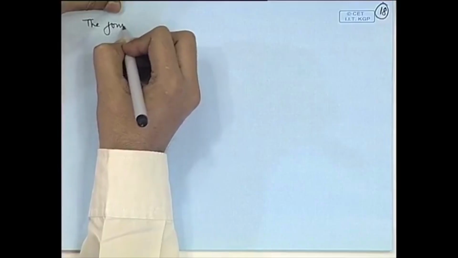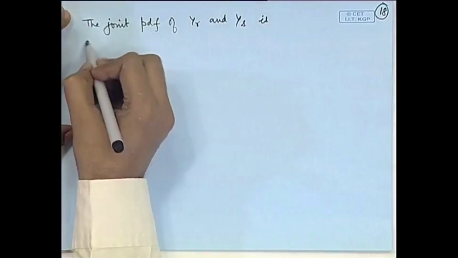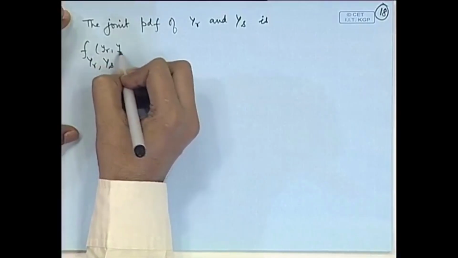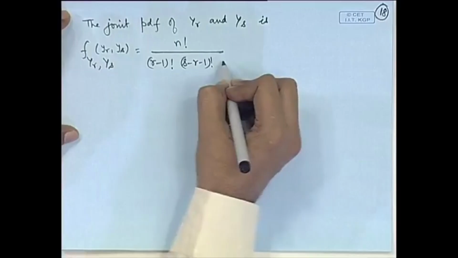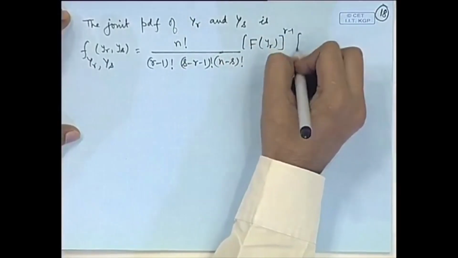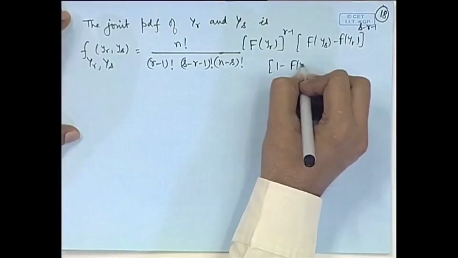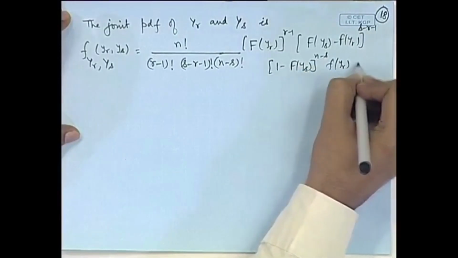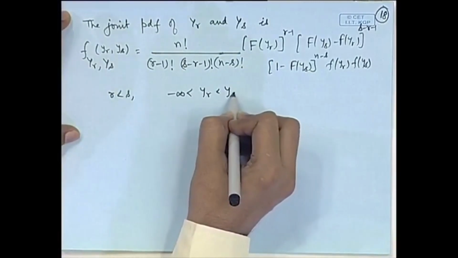Likewise, if we want to integrate leaving variables say y r and y s, so the joint PDF of two order statistics, say y r and y s, is determined as f of y r y s equal to n factorial divided by r minus 1 factorial, s minus r minus 1 factorial, n minus s factorial, F of y r to the power r minus 1, F of y s minus F of y r to the power s minus r minus 1, 1 minus F of y s to the power n minus s, f of y r, f of y s. Here I am taking r to be less than s. So, y r will be less than y s.